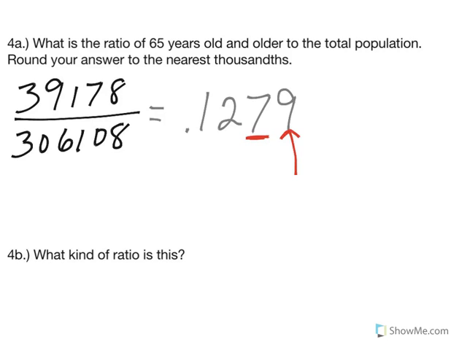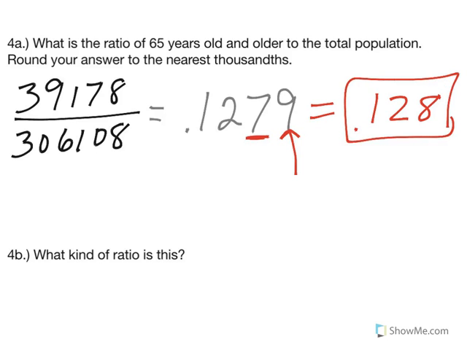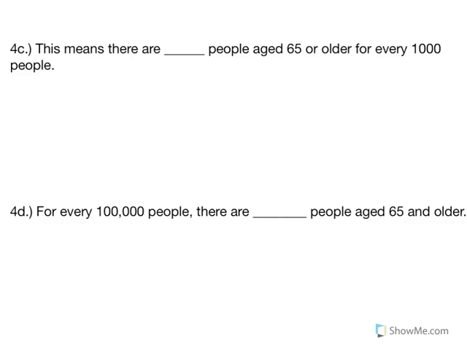I look at the 9, it rounds up, and I have 0.128 as my decimal, the ratio of oldies to the total population. And again, just like the last two, this is a part to whole ratio because there is part on the top and the whole, the entire population, is in the denominator. Okay, so again, we're going to use our decimal to lead us into 4C.